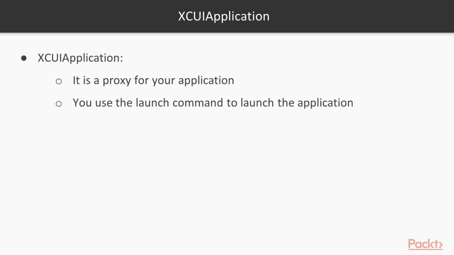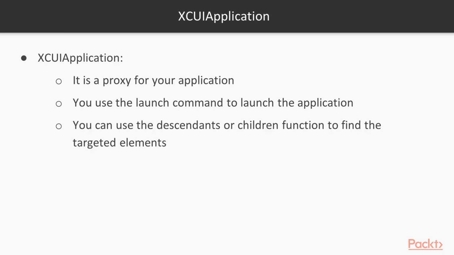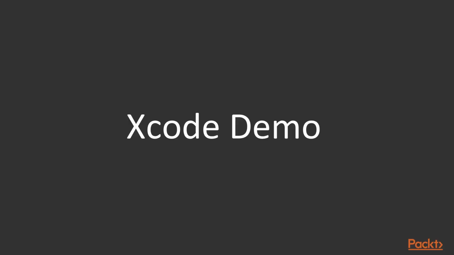It's important to understand what XCUIApplication is. It's a proxy for your application, which is actually going to create an instance of your application for the purpose of the UI test. You can use the launch command to launch the application, and you can use the descendants or children function to find your targeted elements. Let's have a look at the demo.